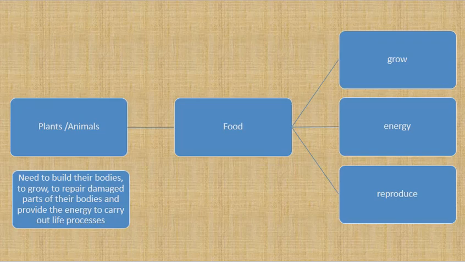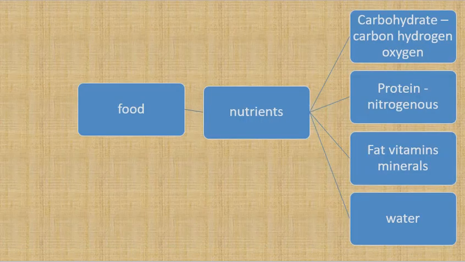Then you need energy to go from one place to another, to come to the classes, to do some work. Then you also need food to reproduce. Reproduction is by cell division and cell multiplication, for which we need food. So plants need food for growth, for energy, for repair of the cells and for reproduction. Animals also need food for the same purpose.